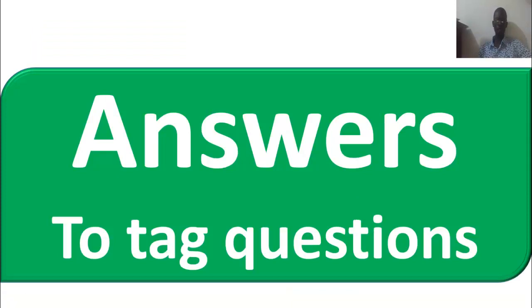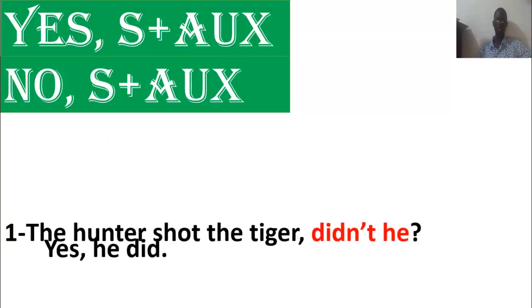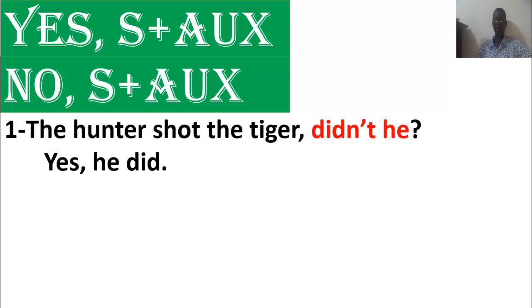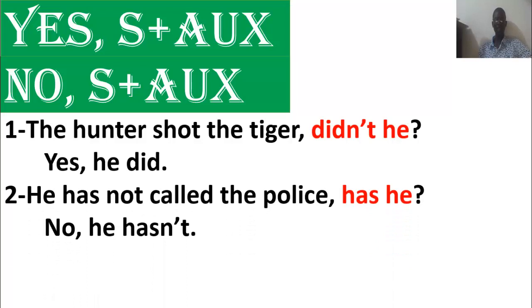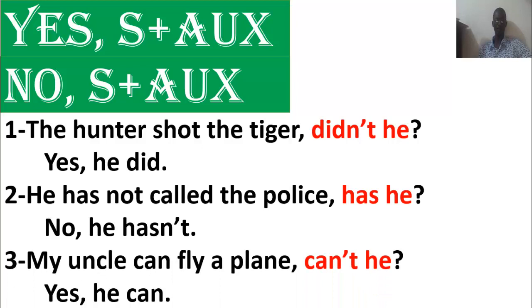Maintenant, comment répondre aux tag questions? How to answer to tag questions? Yes, subject auxiliary. No, subject auxiliary. The hunter shot the tiger, didn't he? Le chasseur a tiré sur l'animal. Yes, the tiger. Didn't he? Yes, he did. Oh no, he didn't. He has not called the police. Has he? No, he hasn't. My uncle can fly a plane. Can't he? Yes, he can.